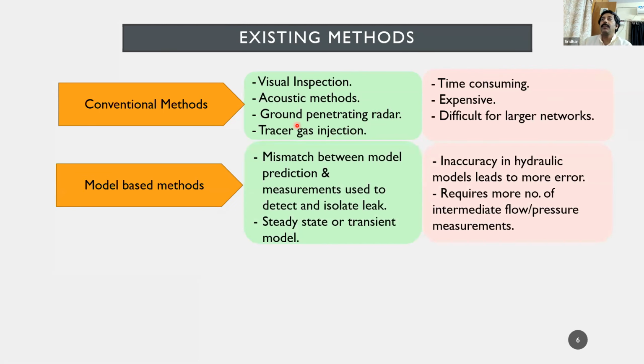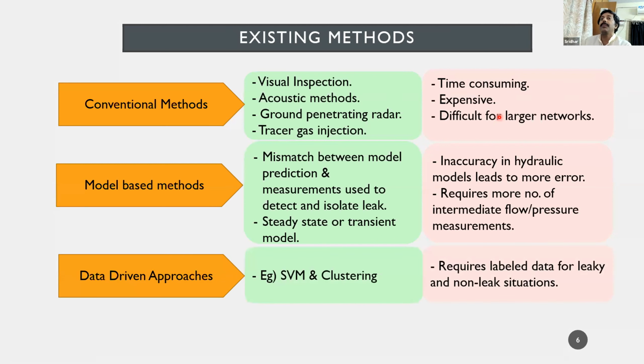Now, there have also been methods which combine a model and data. So you use a model to predict what would be the flows and pressures in different parts of the network. And then if there is a mismatch, you attribute it to a leak, and then you have certain hypotheses and use statistical and computational methods to identify the source of the leak. This, however, requires a well-calibrated network model and a large number of measurements. And it may sound funny, but large network operators may not even have a detailed map of the network. Forget about having a well-calibrated hydraulic model.